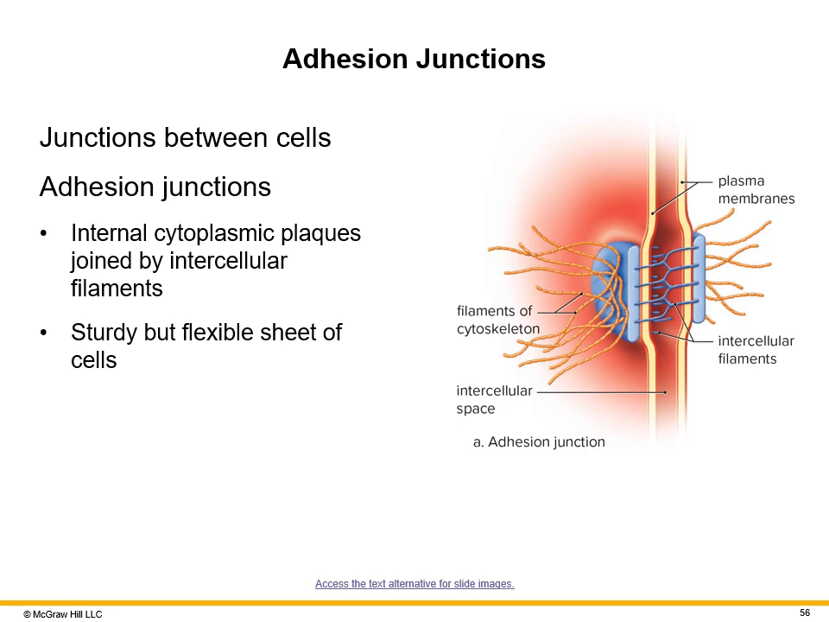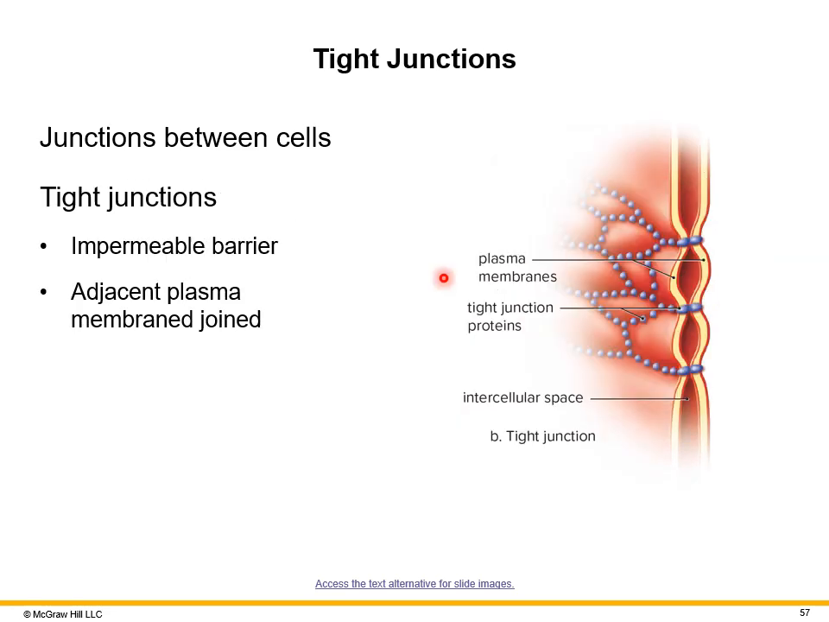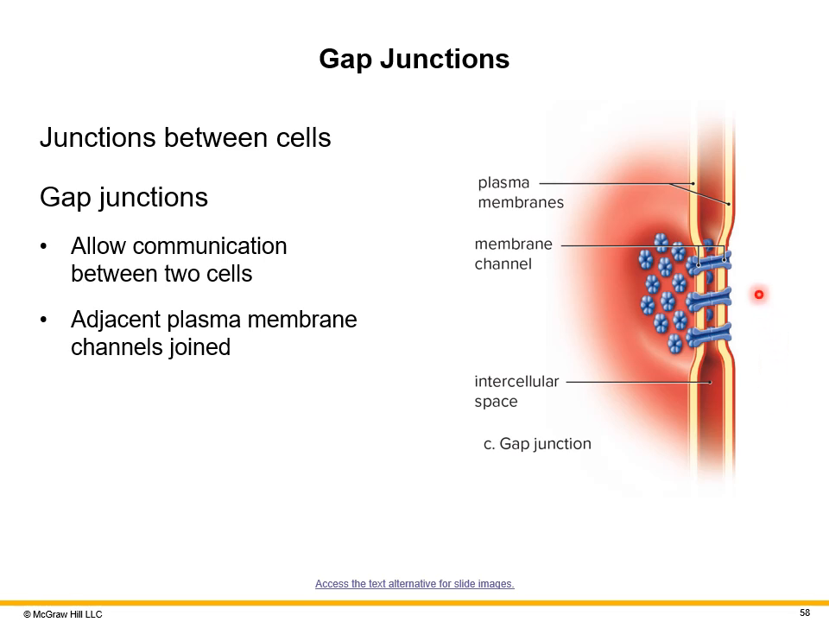Again, taking a closer look right here, the adhesion junction contains intercellular filaments that join the two cells together tightly. Next we have the tight junctions, which include proteins that create an impermeable barrier and prevent any leakage in the tissue. And then we have the gap junctions, which look more straightforward. We have protein channels in the junctions that allow the transport of materials between the two cells.